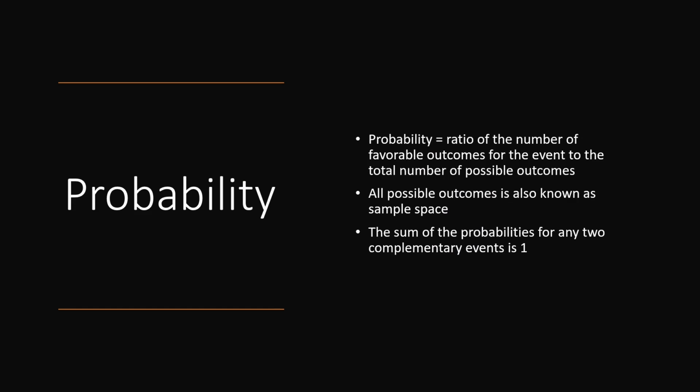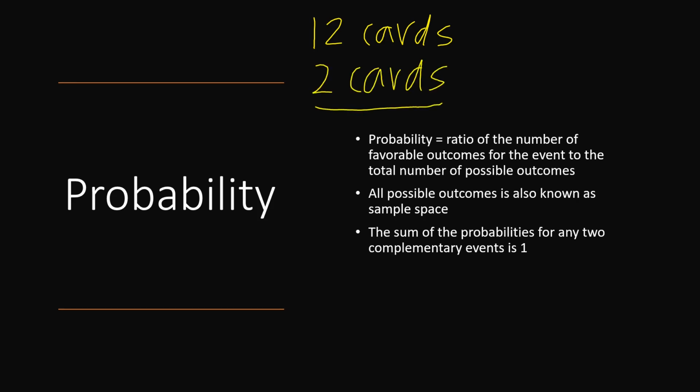So what is probability? Well, probability is the ratio of the number of favorable outcomes for the event to the number of total possible outcomes. So let's say we had 12 cards, and we want to know the probability of picking, say, 2 cards. So the 2 cards would be our favorable outcomes because that's what we want to pick, and the 12 cards would be the total number of outcomes because that's how many cards that we have.